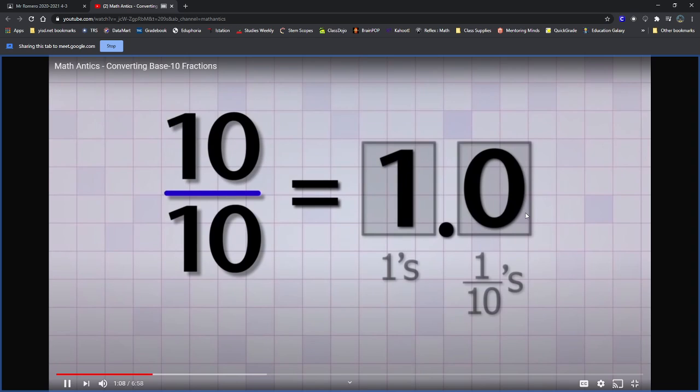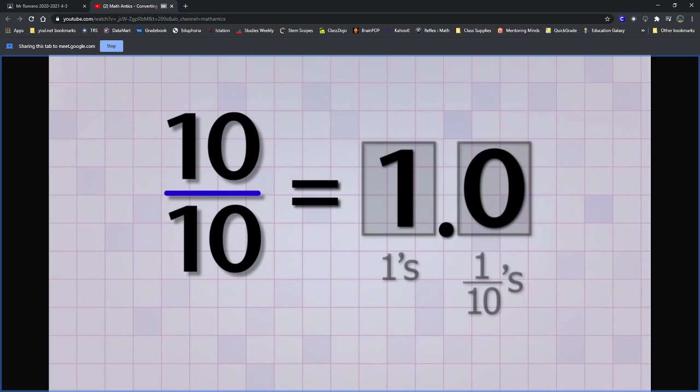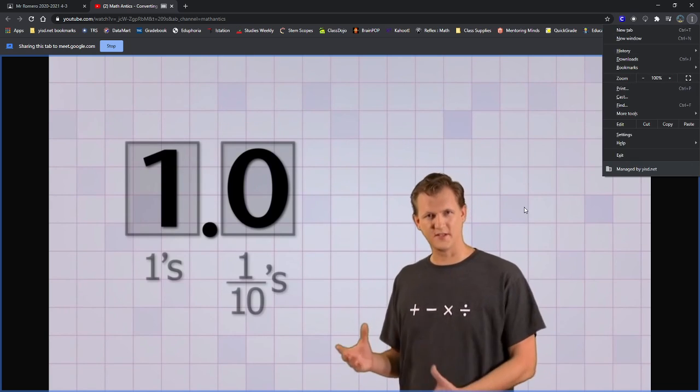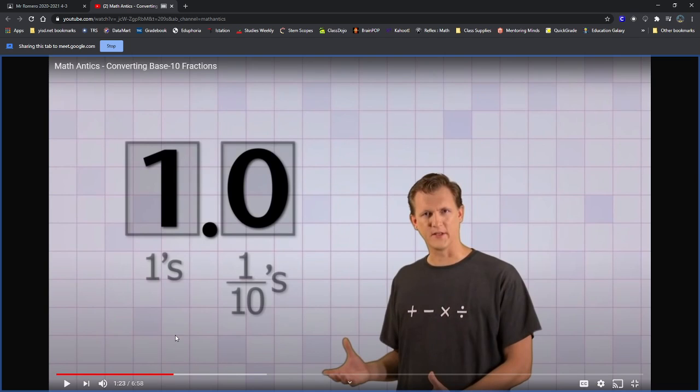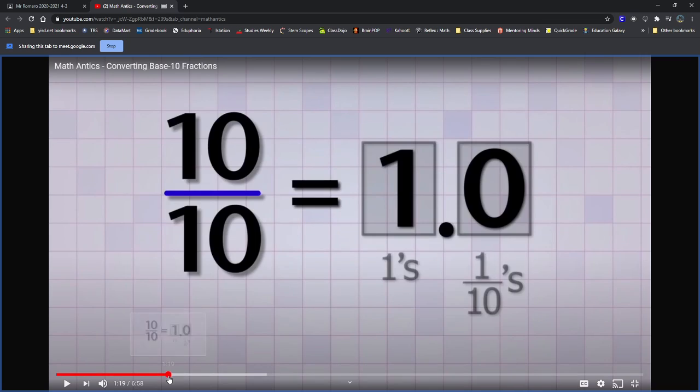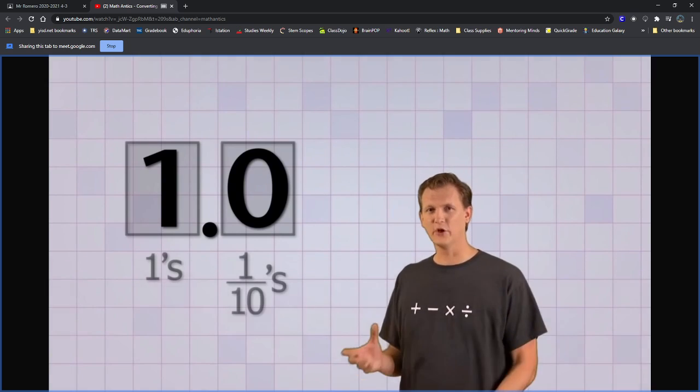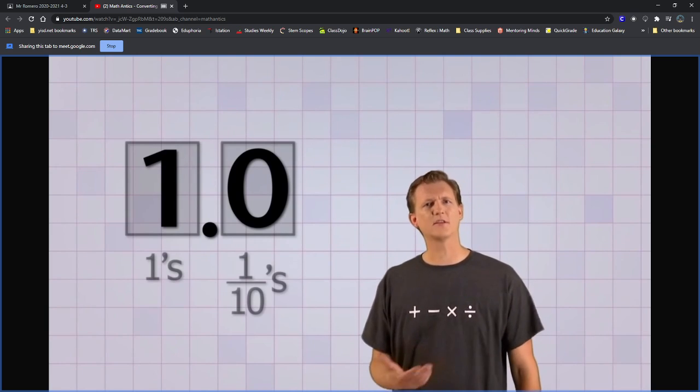But look what happened. 10 over 10, makes sense. So he showed us that once you get to 10 tenths, you can't fit 2 digits into the same place value. So we have to use the next one. So we end up with 1.0.